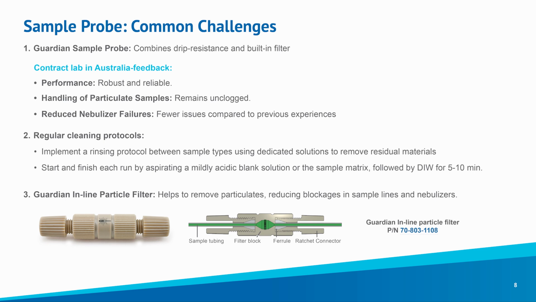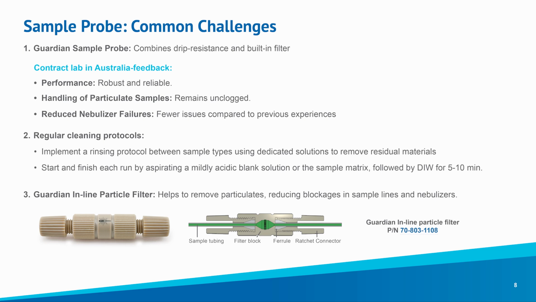Here are some easy solutions for dealing with clogging and blockages, aside from pre-filtering your samples. One option is to use the Guardian sample probe, which we mentioned earlier. Its drip resistance and built-in filter make it great for preventing clogs. It's also a good idea to set up regular cleaning routines to help prevent cross-contamination. Make sure to rinse between different samples with dedicated solutions to get rid of any leftover materials.